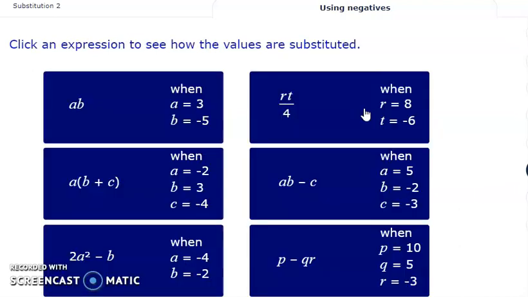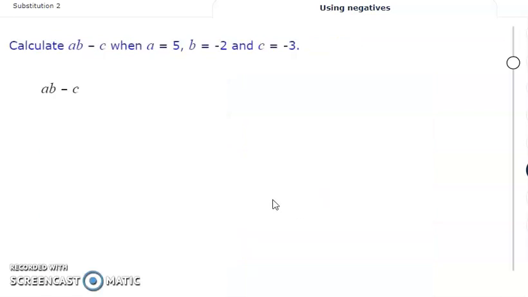Let us solve one more question. This time I am going to solve AB minus C. You are given A is positive 5, B is -2, and C is -3. AB minus C equals A times B minus C, that is 5 times -2, and then this minus sign is put, and after that the value of C is -3.